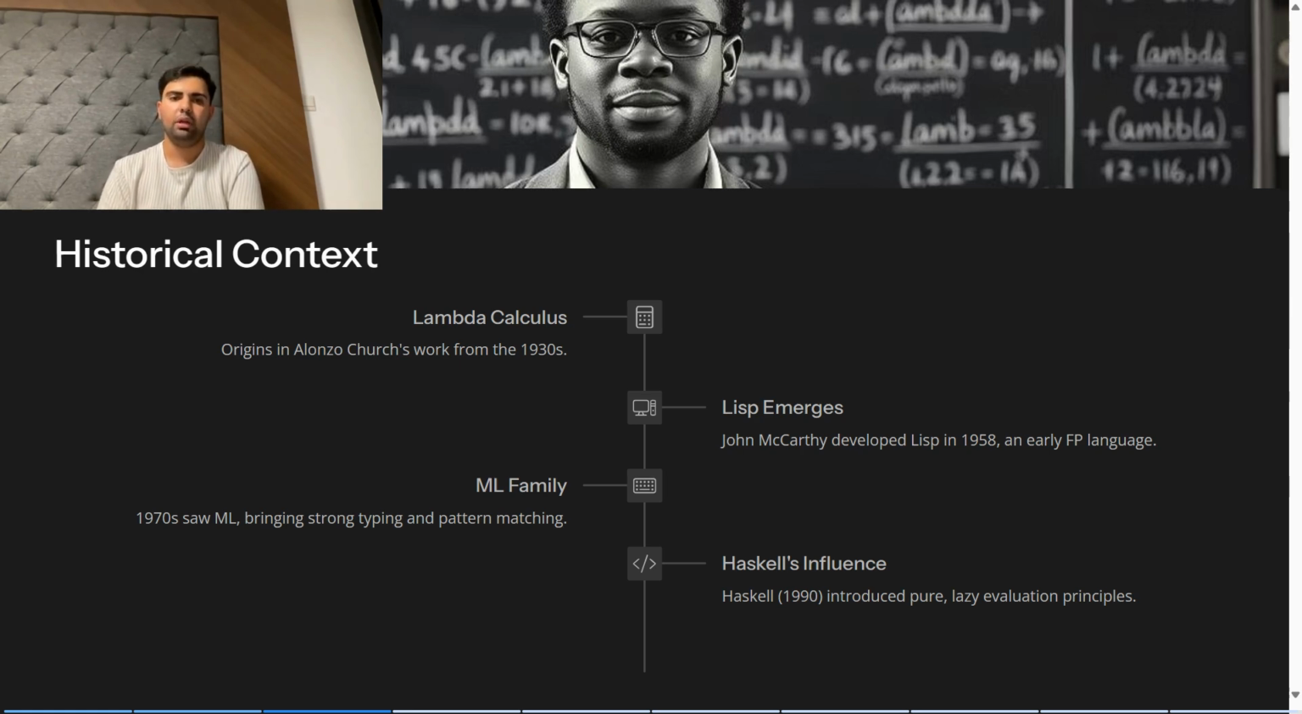We have lambda calculus, which originated in Alonzo Church's work from the 1930s. Then we have Lisp emerges. John McCarthy developed Lisp in 1958, an early functional programming language. Then we have the ML family. The 1990s saw ML bring strong typing and pattern matching. Then we have Haskell's influence. Haskell, 1990, introduced pure lazy evaluation principles.